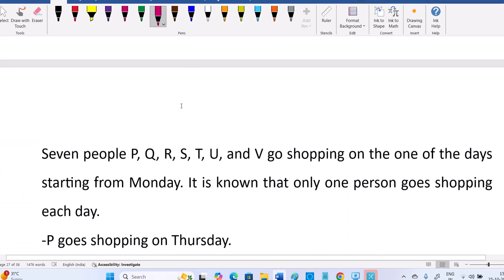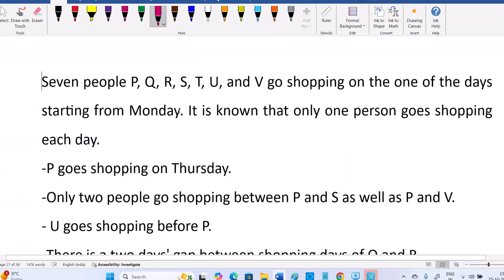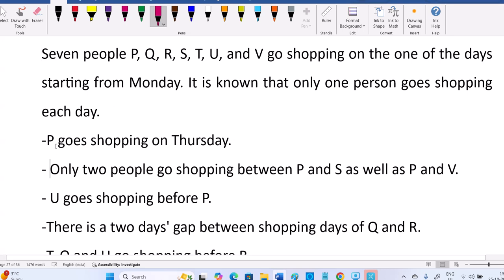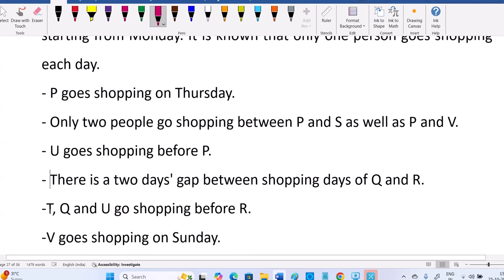Now, next one. Meanwhile, you check this question. Seven people, from Monday, one of the days from Monday. Okay, seven days, Monday to Sunday, you can say. We have to assign which person is going for shopping on what day. Now, only two columns: people and shopping days.